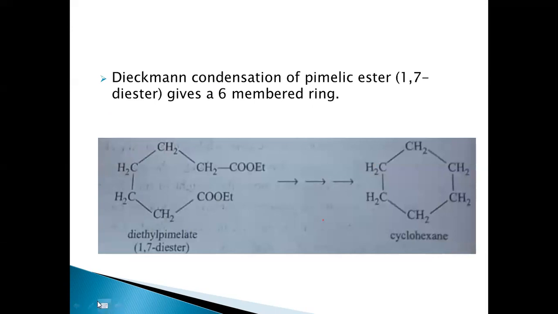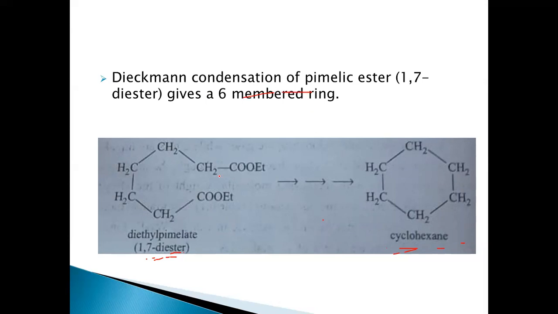So in order to obtain the 6-membered ring, that is cyclohexane here, we are taking this 1,7-diester. So one less than this starting material is formed as a product here. That is diethyl pimelate is taken as a starting material in order to obtain this 6-membered ring, that is cyclohexane.